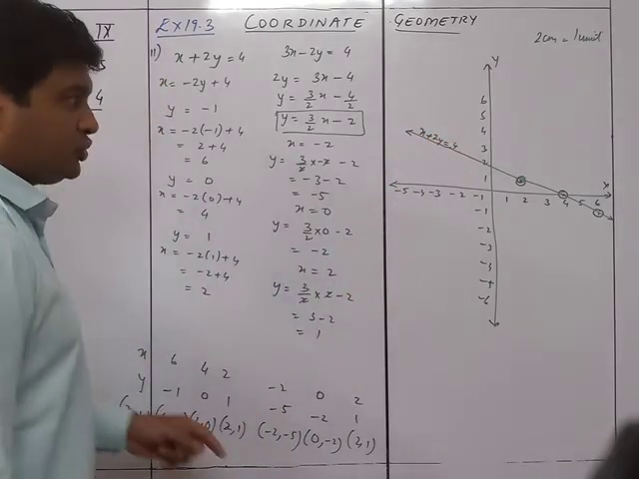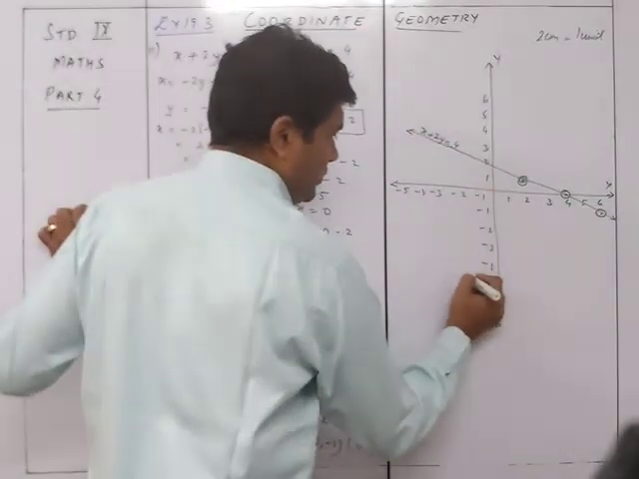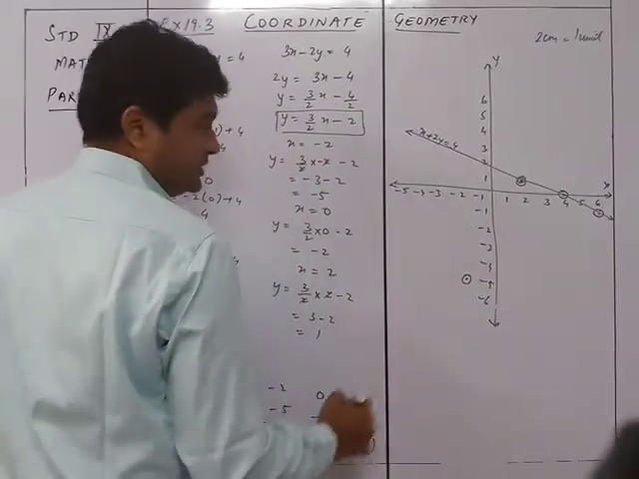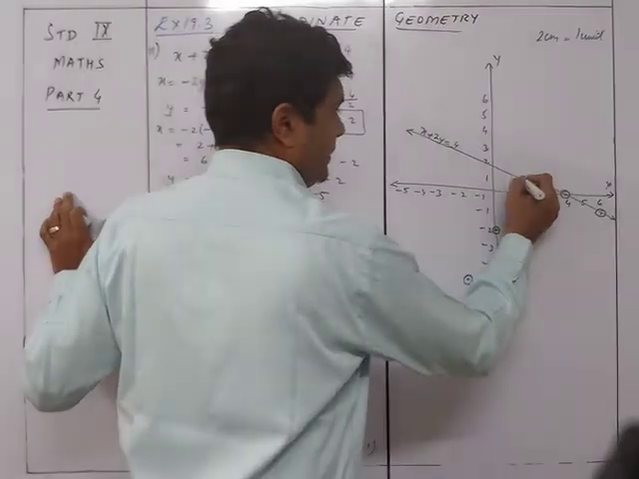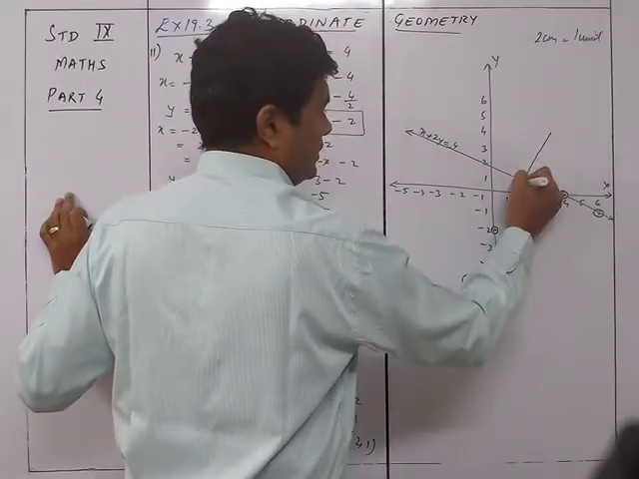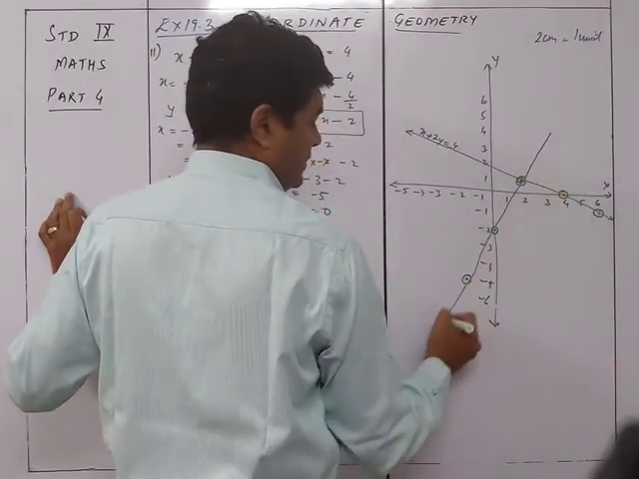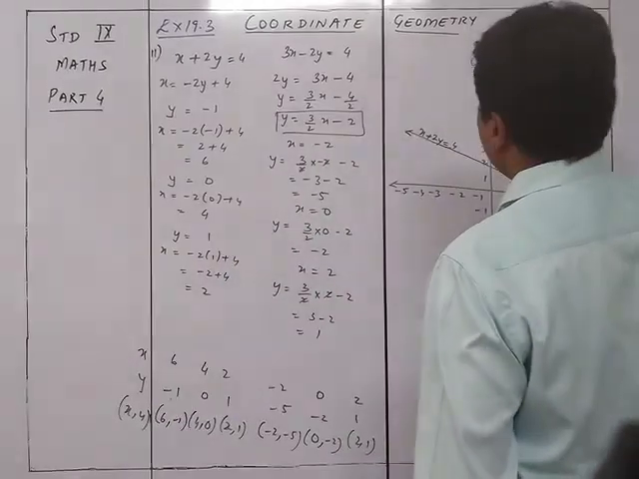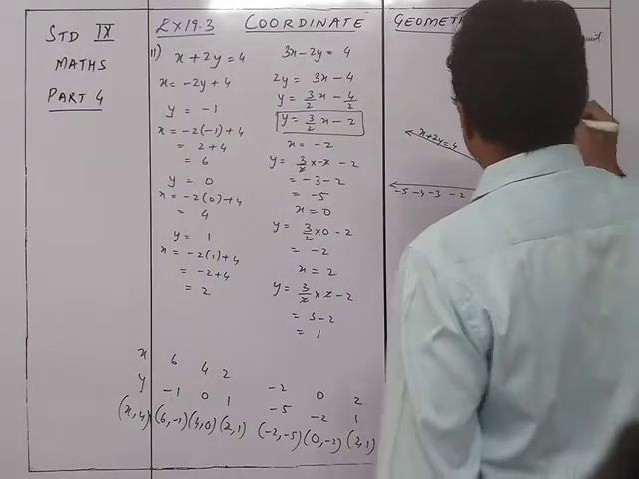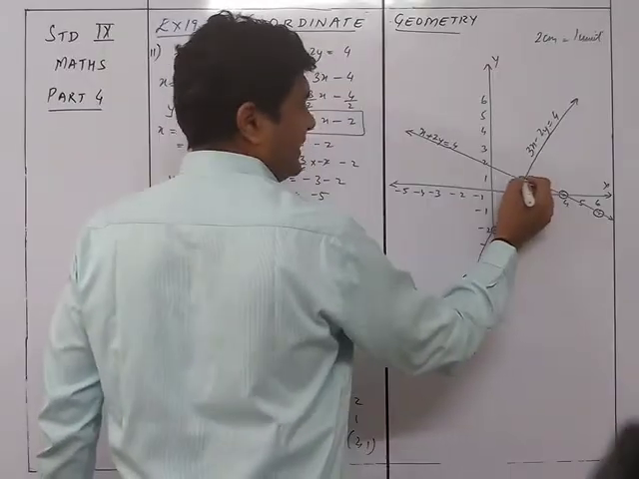The next is minus 2 comma minus 5. Minus 2 comma minus 5 will be over here. 0 comma minus 2 will be here, and 2 comma 1 will be over here. So this gives you the line like this. So this is your line over here for 3x minus 2y is equal to 4. So the point of intersection is over here.